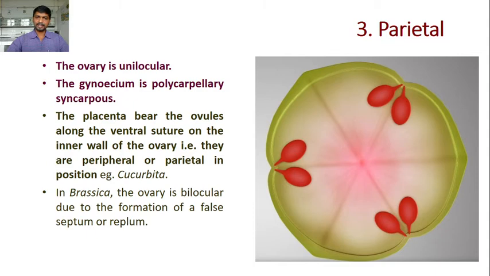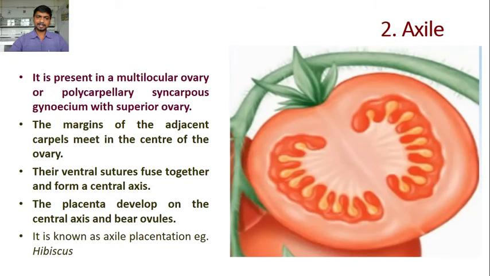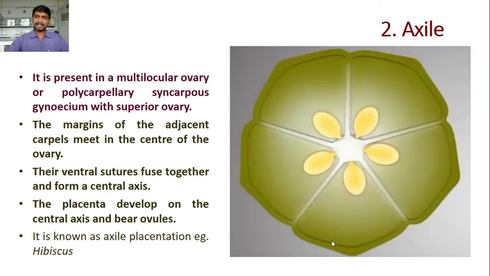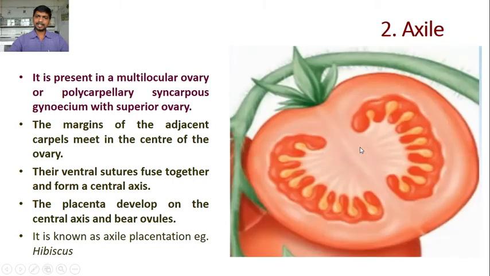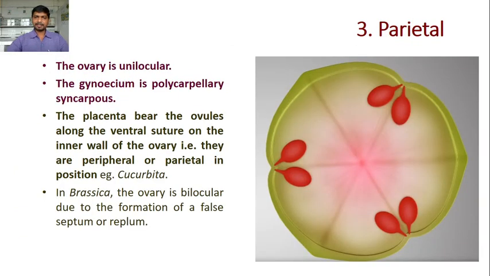Peripheral, parietal in position. In axial placentation, the placenta has been developed on the central axis, so it is axial. While in case of parietal, the placenta has been developed on the periphery of the ovary. It is developed on the inner wall of the ovary but at the periphery, so it is parietal. In Brassica, the ovary is bilocular due to the formation of a false septum or replum.